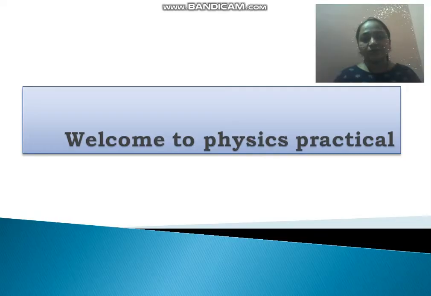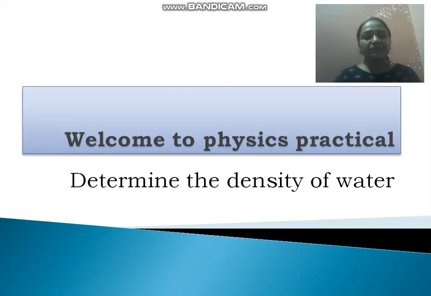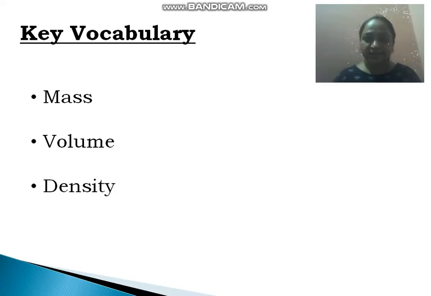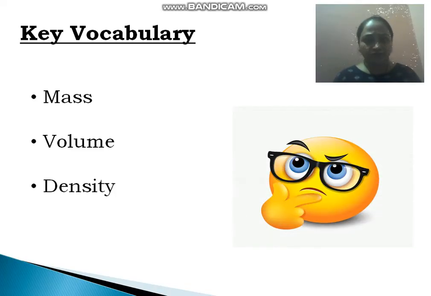Today we are going to learn how to determine the density of water. The key vocabulary that will come up in this experiment: first one is mass, second one is volume, third one is density. But do you know the definition of all these things? Okay, don't worry.